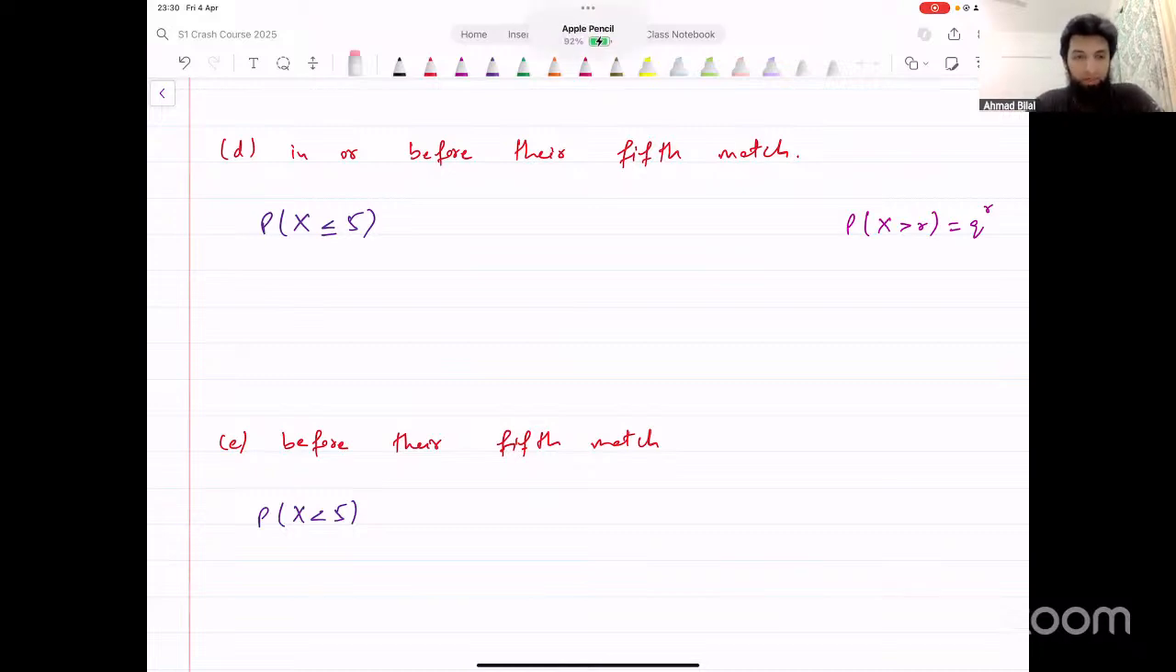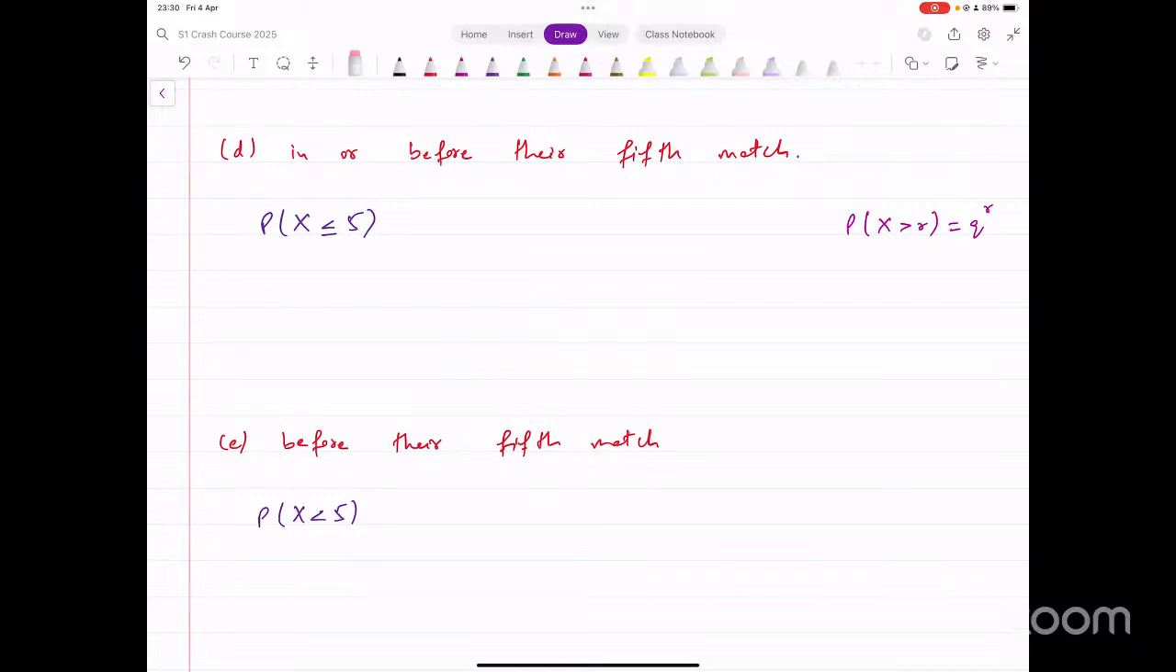Take a minute, think about this, and let me know what you think about both of them. How do you convert them to that required form that you got?